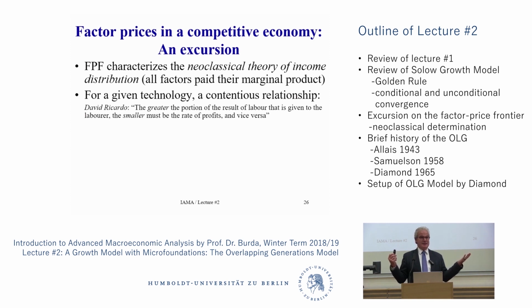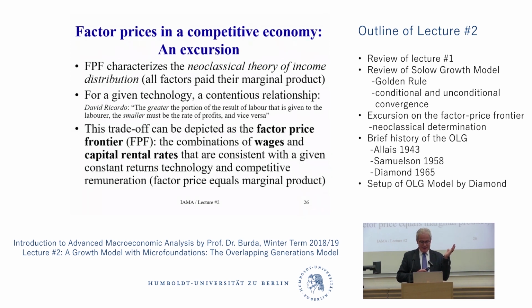It's kind of common sense. And this is the logic of the FPF. Okay? It's a trade-off. You pay workers higher, all things given, competitive remuneration means you have to be paying capital less. Okay? So it's going to be a relationship that has a negative slope throughout, and it's going to be bowed into the origin. It's going to be convex, okay, which means any linear combination of the points on the curve is going to be above the curve.